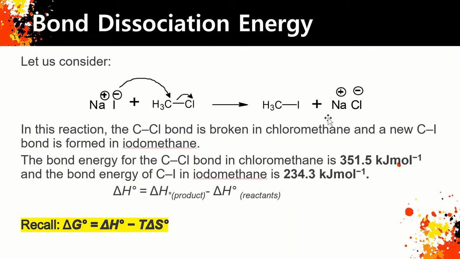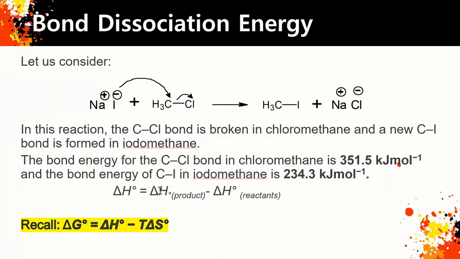So we end up with sodium chloride and iodomethane. In this reaction, the C-Cl bond is broken, this bond here in chloromethane, and a new C-I bond is formed in iodomethane. The bond energy for the C-Cl bond in chloromethane is 351.5 kilojoules per mole, and the bond energy for the carbon-iodine bond in iodomethane is 234.3 kilojoules per mole.